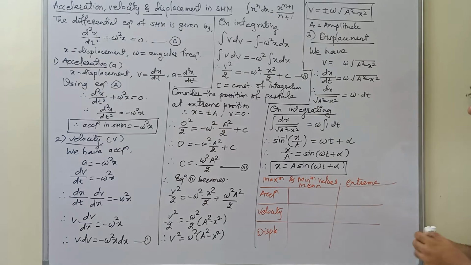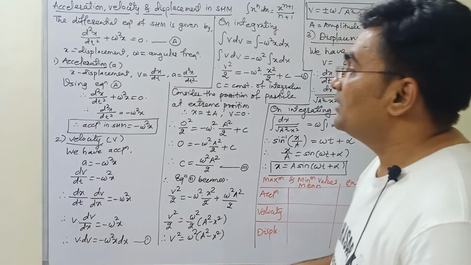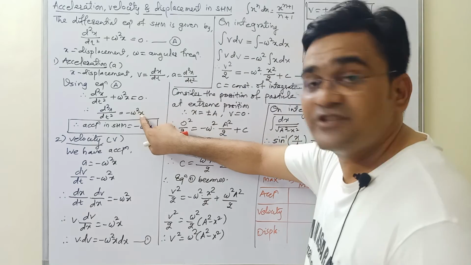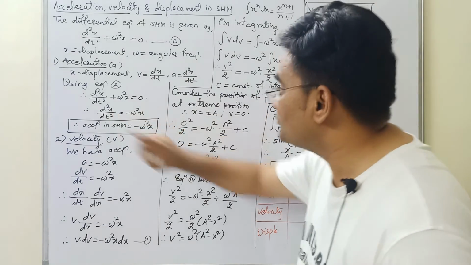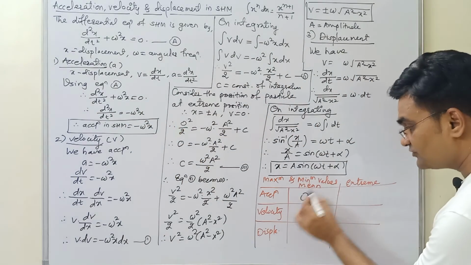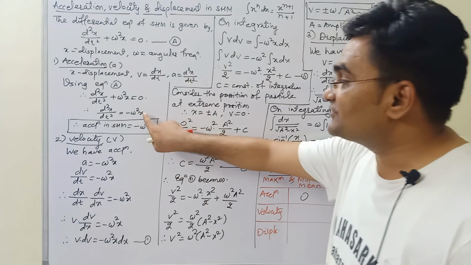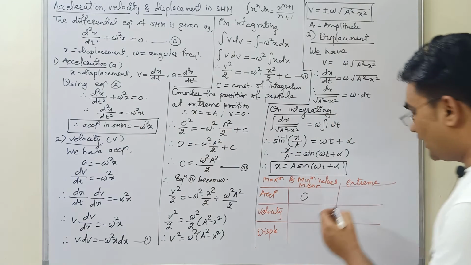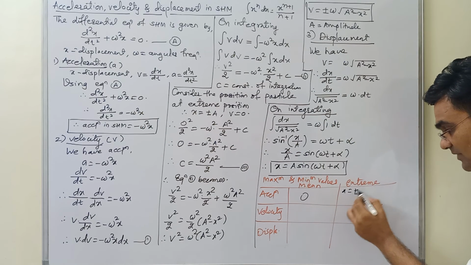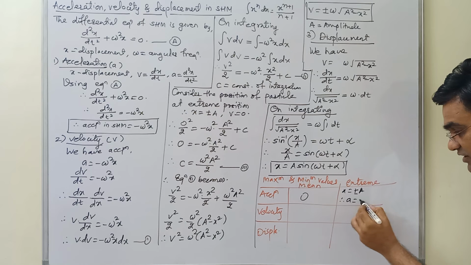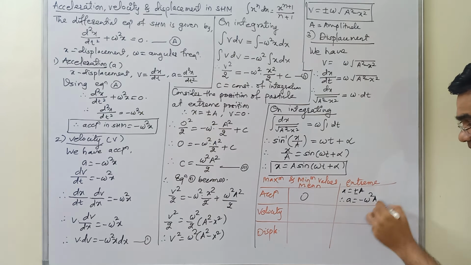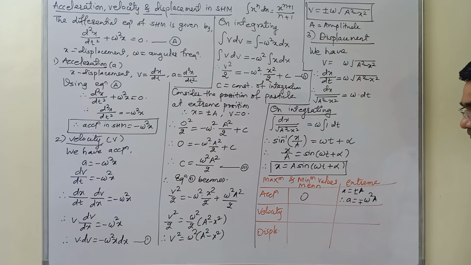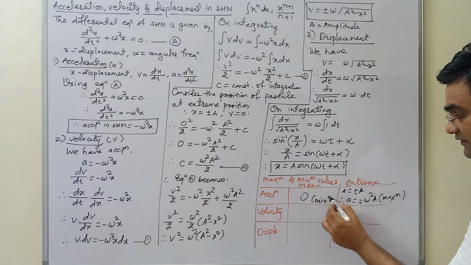Now let's discuss. Here I am writing only in short. If the particle is at mean position, then x is 0. If x is 0, acceleration will also be 0. So at mean position, acceleration is 0. At extreme position, displacement will be plus or minus A. Therefore, acceleration a equal to minus omega square A, plus or minus. So this is the maximum value of acceleration, and this will be the minimum value of acceleration.